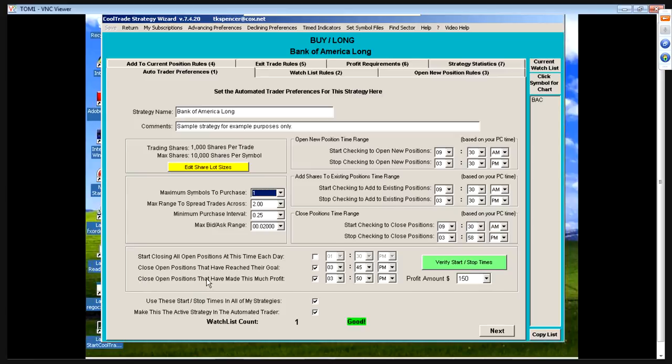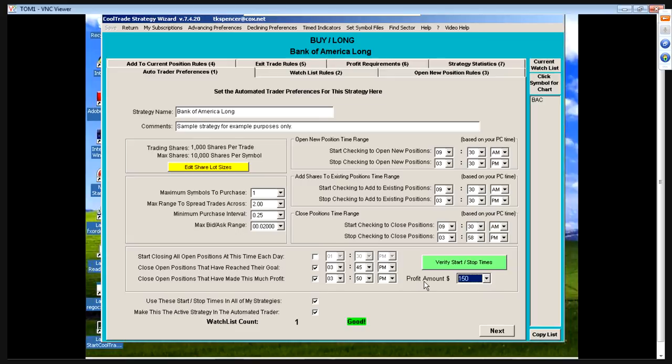Now down below here, close open positions that have made this much profit. This is set at 3:50 p.m. Anything up more than $150, the robotic trader knows to go ahead and send the market order and close that position. So that's set there. But you can set that for whatever you want. If you're happy with $50 or $20 or $200, you can set that for whatever you want to. So it's really easy to use. It's just point and click.